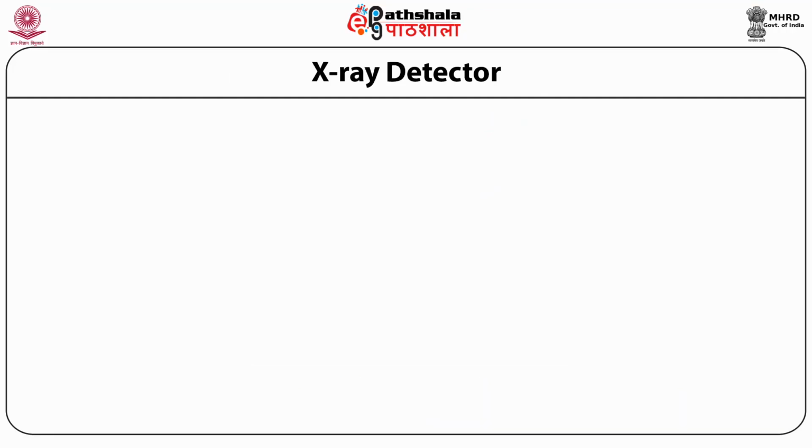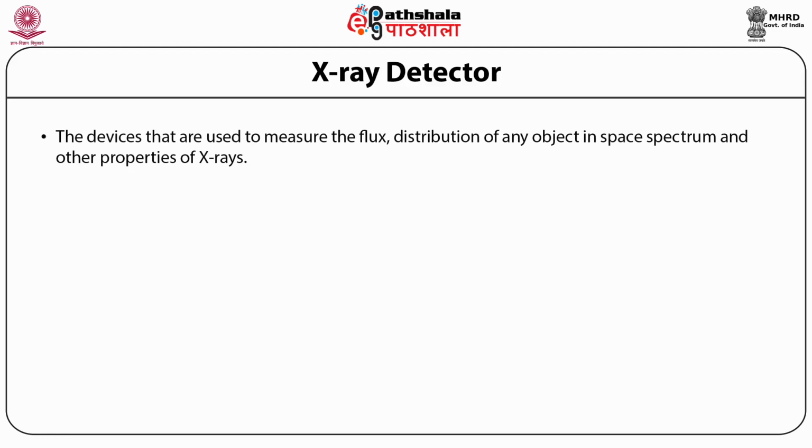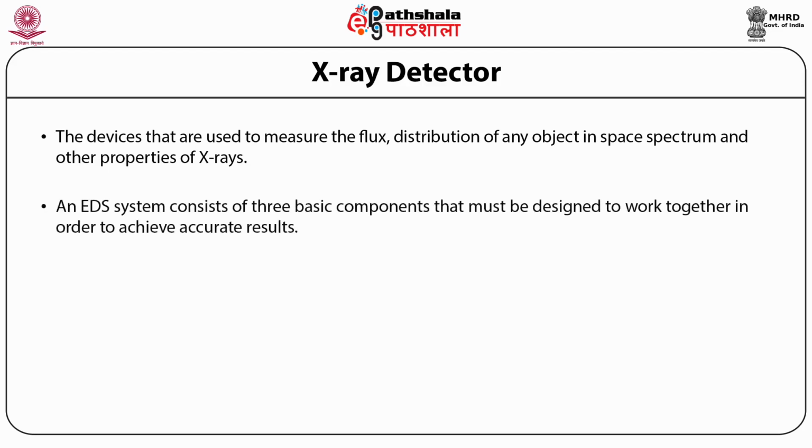To discuss the X-ray detector, or the device that detects X-rays in EDX measurement: as the name itself suggests, it is the detector for X-rays. This is used to measure the flux distribution of any object in space, spectrum, and other properties of X-rays. EDAX consists of three basic components, as can easily be seen in the diagram, that must be designed to work together in order to achieve accurate results.